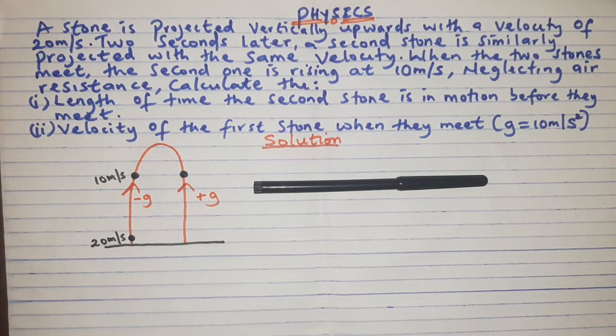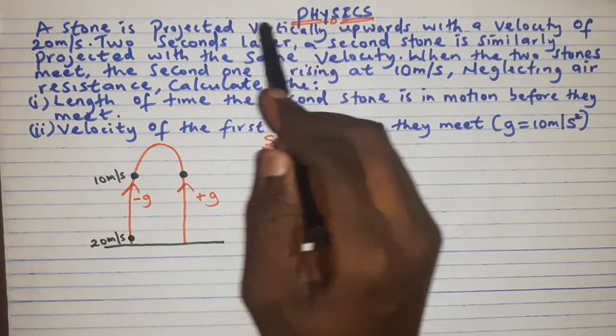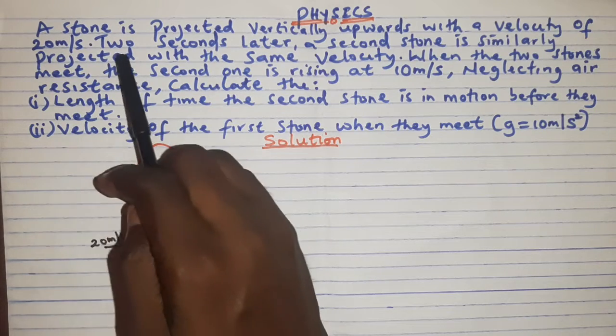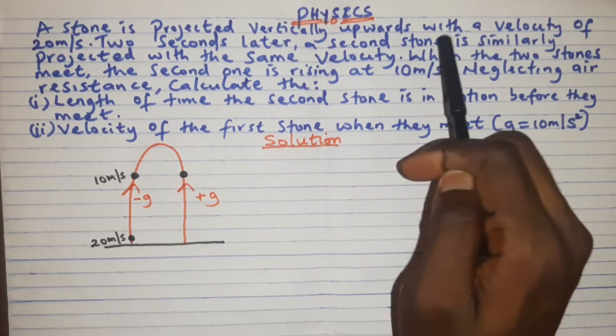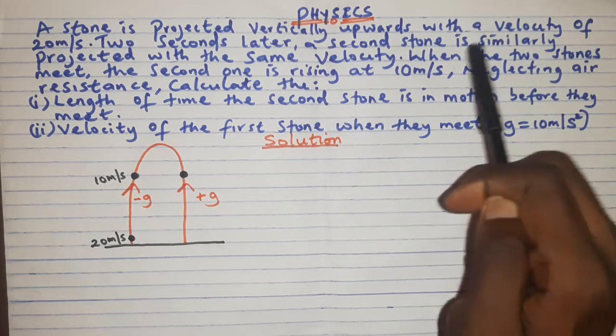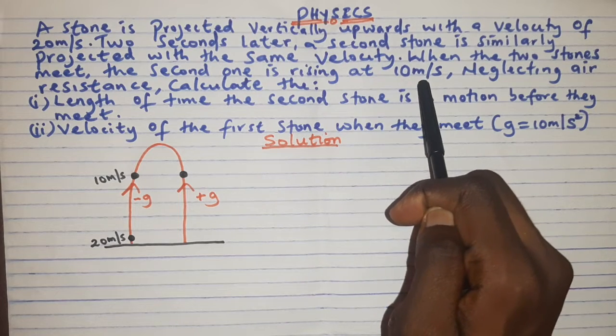Okay, so we have this tricky question here under equations of linear motion. It says a stone is projected vertically upwards with a velocity of 20 meters per second. 2 seconds later, a second stone is similarly projected with the same velocity. When the two stones meet, the second one is rising at 10 meters per second.